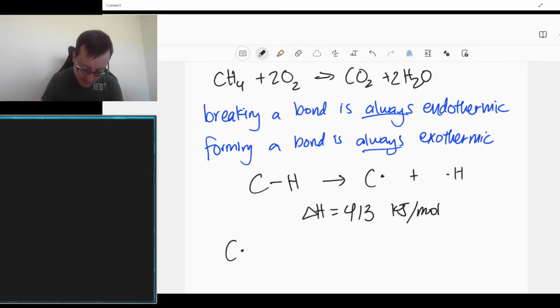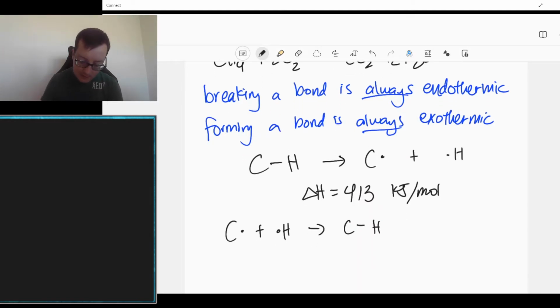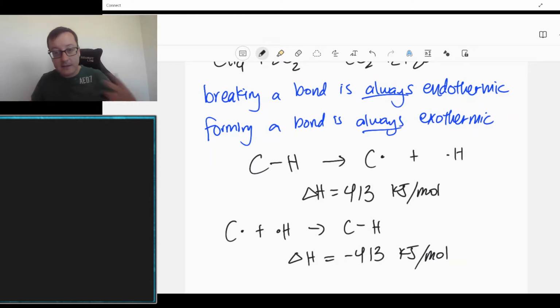Conversely, if we were to put a carbon plus a hydrogen to make a CH bond, we would see that delta H would be negative 413 kilojoules per mole. Right? It's the exact same number, opposite sign. It takes energy to break a bond, but if you make a bond, you release energy. Remember, as always, everything wants as low energy as possible. That's the idea. So forming bonds is a good thing. It makes things more stable. It lowers their energy. That's the purpose of doing these things.